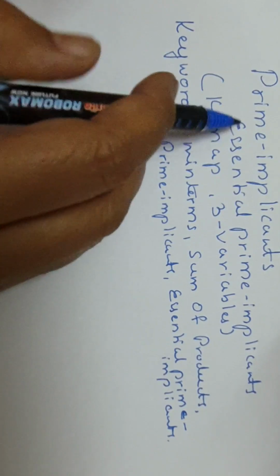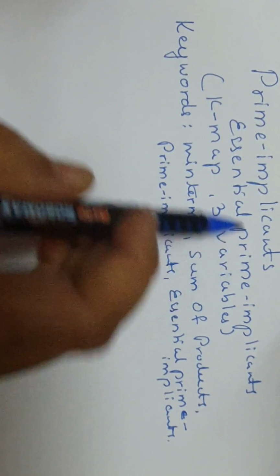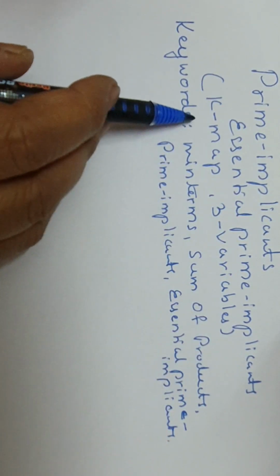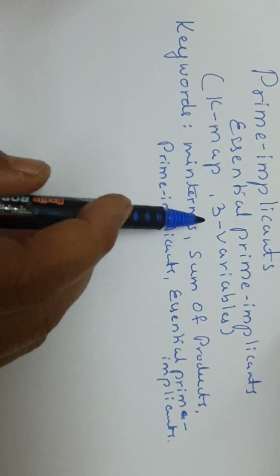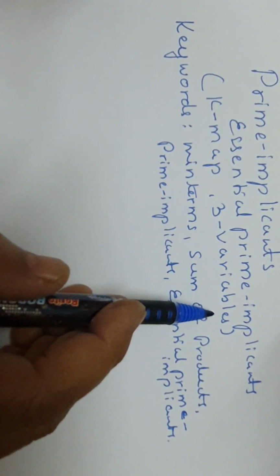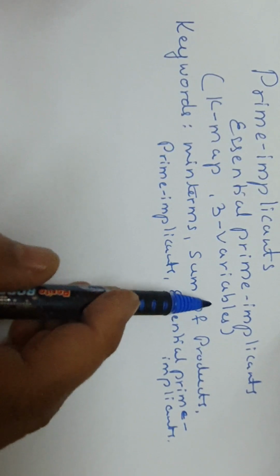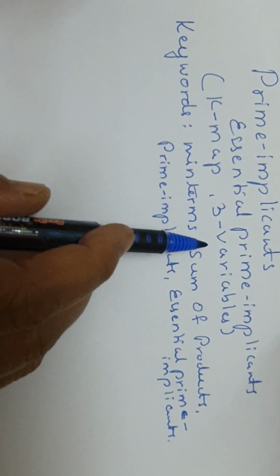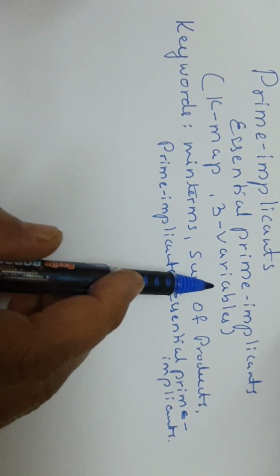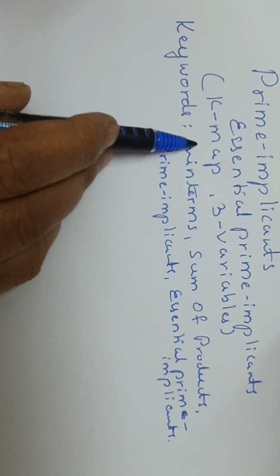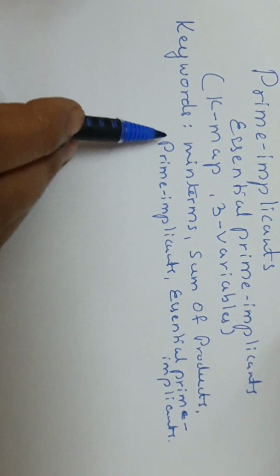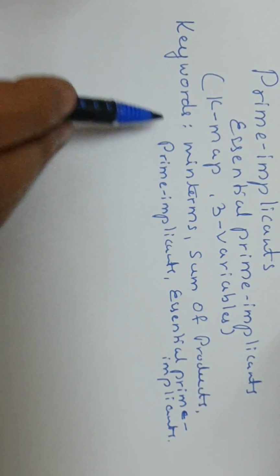Today we shall discuss prime implicants and essential prime implicants. This is related with the K-map technique. In that, three variables Boolean equations we are going to consider. Simplification of a three variables Boolean function using K-map, which I have covered in the last video. So this will be the extended version of that one.